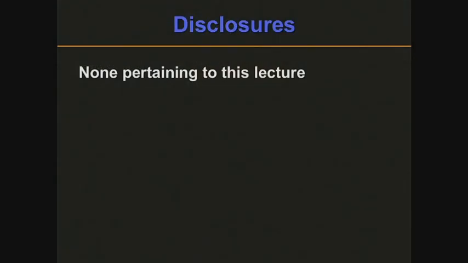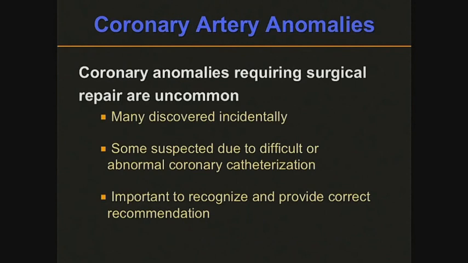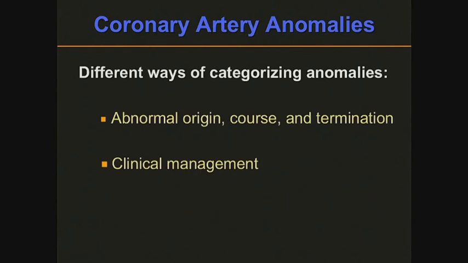So we're going to speak about coronary artery anomalies. I have no disclosures related to this lecture. Coronary artery anomalies requiring surgical repair are uncommon. Many are discovered incidentally. Some are suspected due to a difficult or abnormal coronary catheterization. And it's important for us to recognize and provide correct recommendations when we encounter a coronary anomaly.